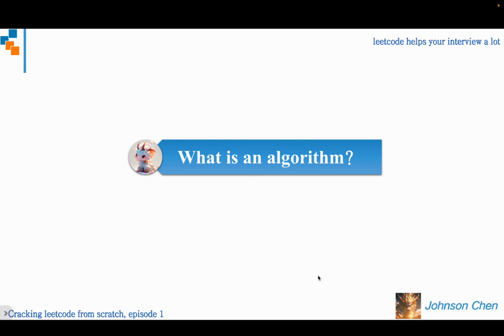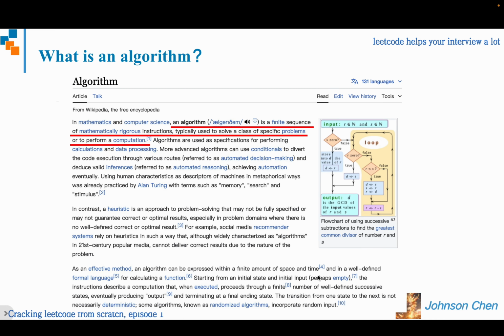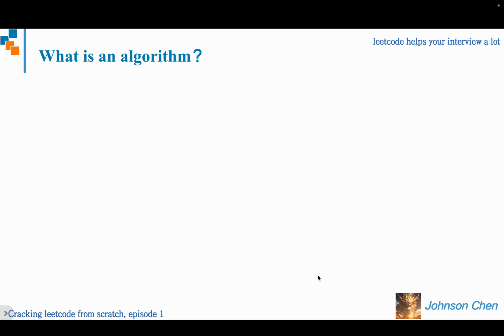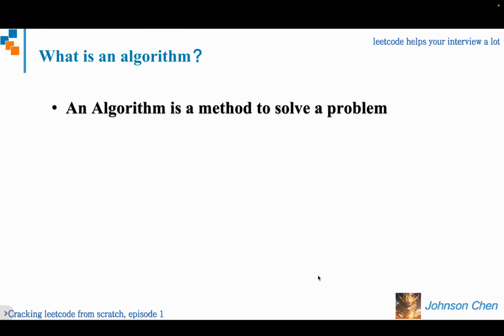According to Wikipedia, an algorithm is a finite sequence of mathematically rigorous instructions, typically used to solve a class of specific problems. And also, it says, as an effective method, an algorithm can be expressed within a finite amount of space and time. So, sum it up, we got 2 points. The first is an algorithm is a method to solve a problem.